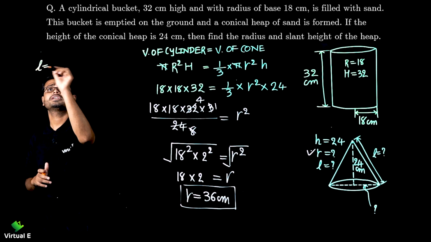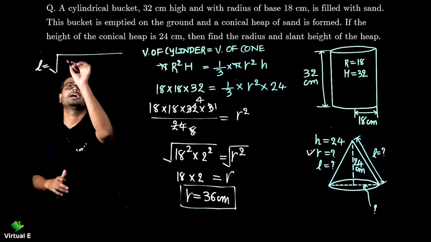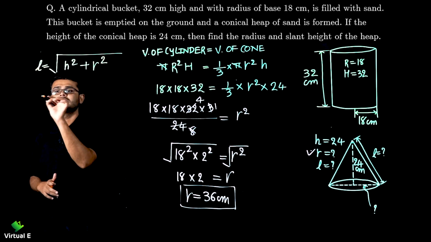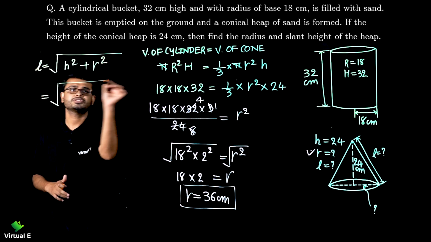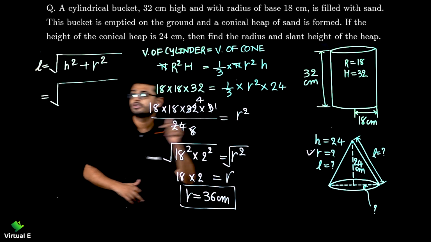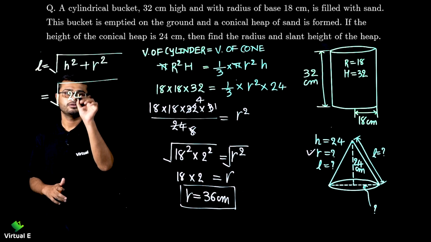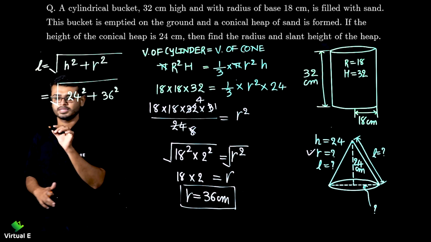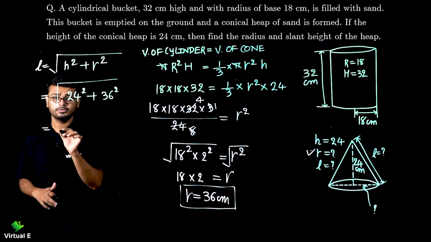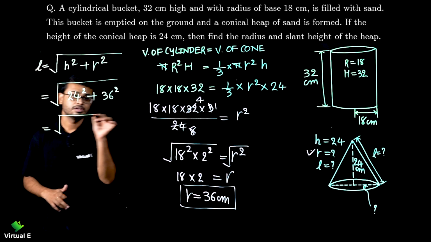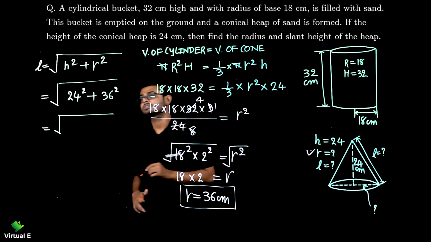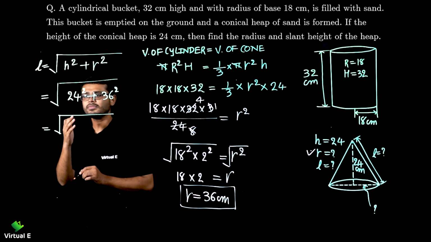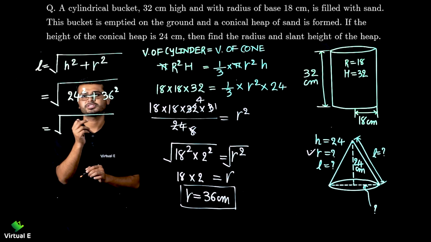L is equal to square root of h square plus r square. So square root of h square, what is the value of h? 24 square plus 36 square is equal to, let's say, square root here. Can we do simplification here? I think we can still. Let's start from this point only if possible.